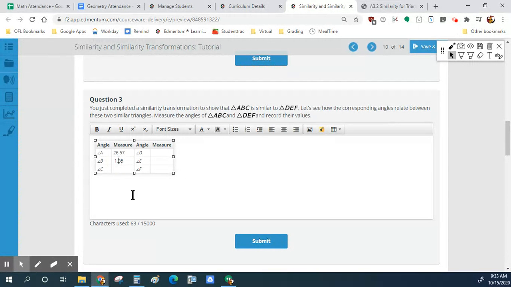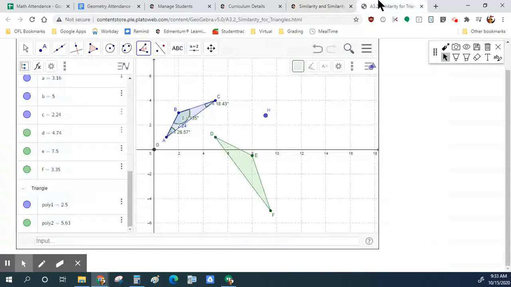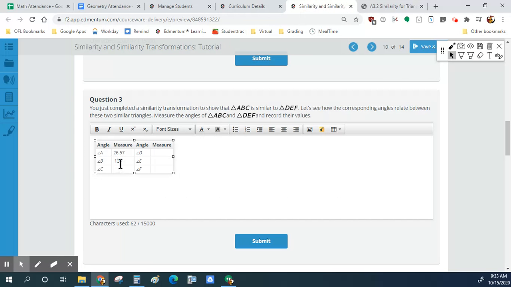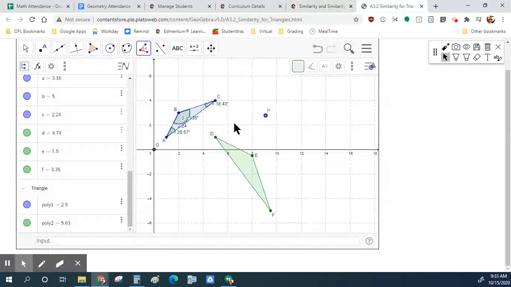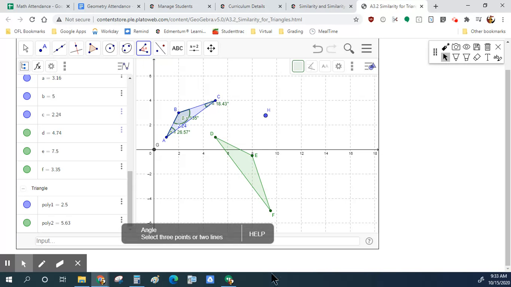No decimal. And the last one is 18.43. Now we're going to do the angle measurements of this one. So I'm going to try to do this. Let's see how fast I can do this.